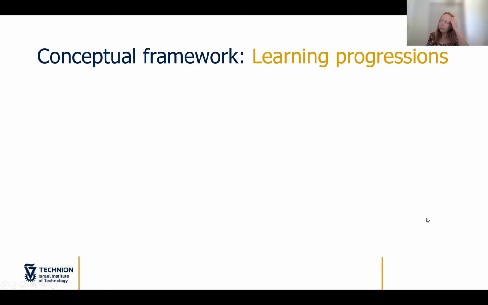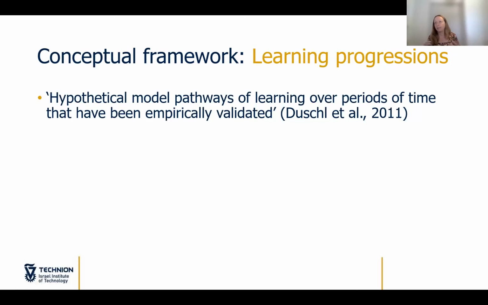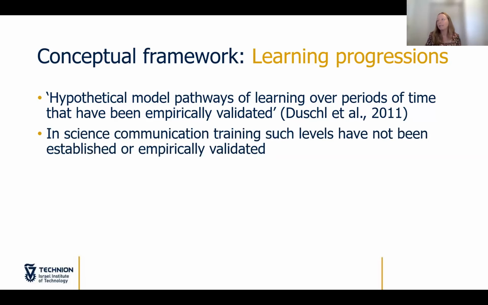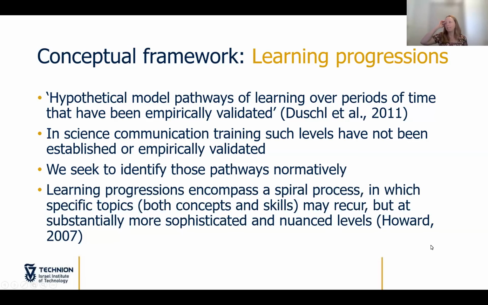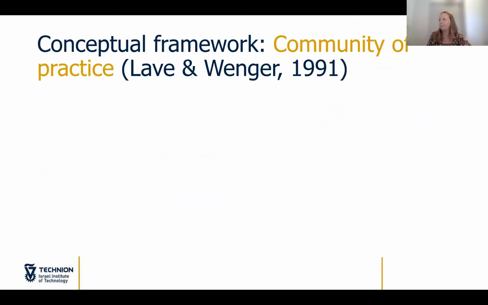The second conceptual framework we used was that of learning progressions. So learning progressions are hypothetical pathways of learning over a period of time that have been empirically validated. However, within science communication, we just don't have enough empirical evidence to have such a path. So what we did, we really looked at it normatively. So we said, let's seek them, even if we don't have the empirical data. So learning progressions really encompass a spiral process in our case, in which specific topics, skills, and concepts may reoccur. So we learned about public engagement once, but it doesn't mean we can't visit it again in a richer, deeper way.